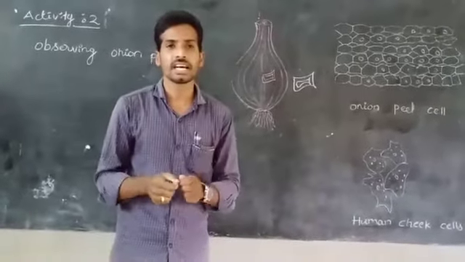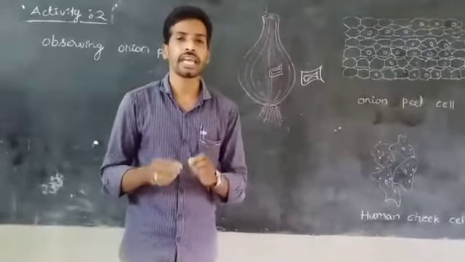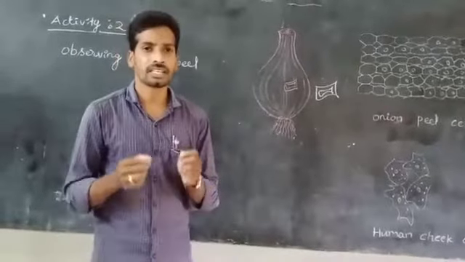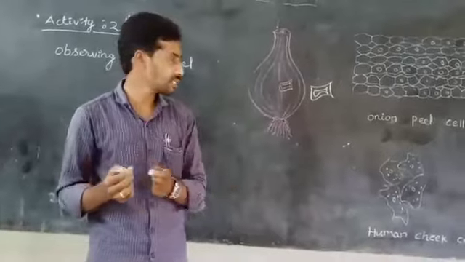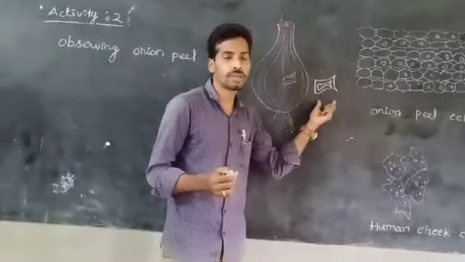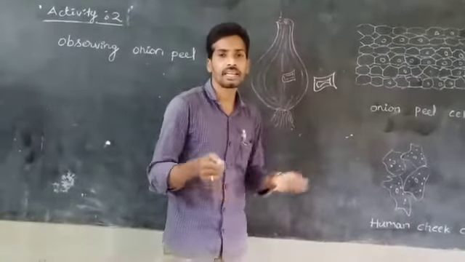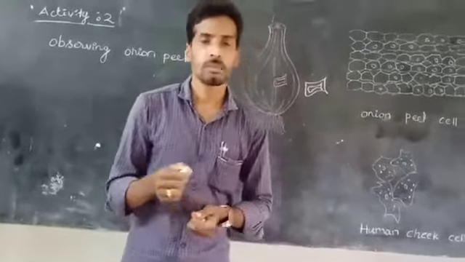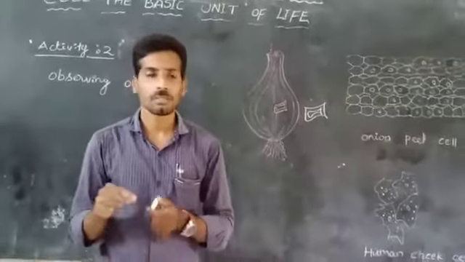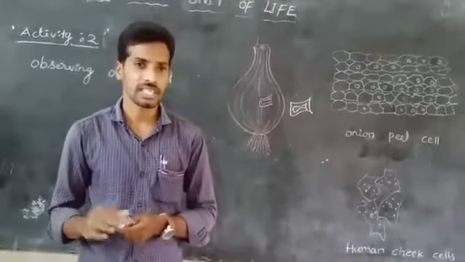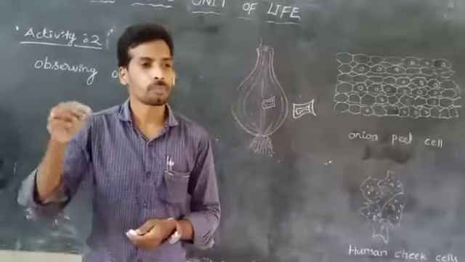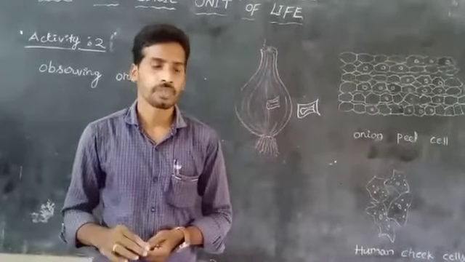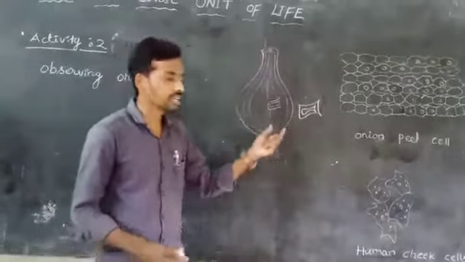You will see a translucent membrane in between the two pieces of onion peel. Then take a small piece of the membrane and put it on the slide. Put a drop of water on the slide, then cover it with a cover slip. Observe under the microscope.